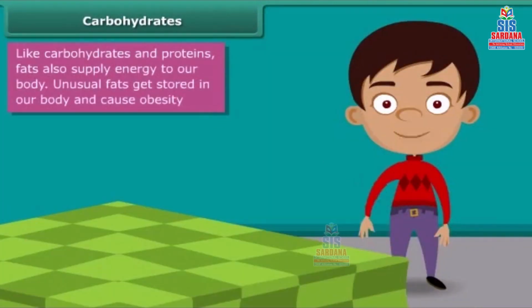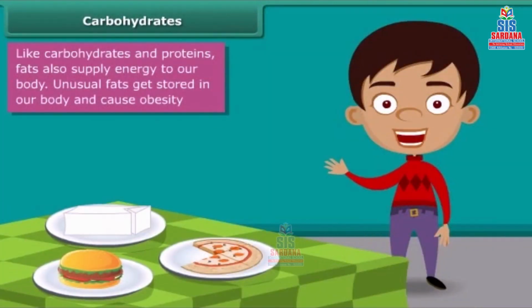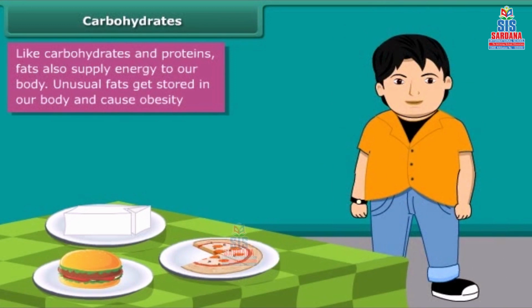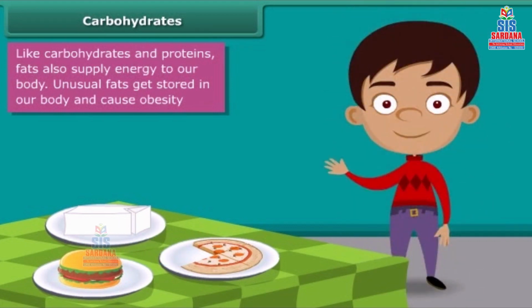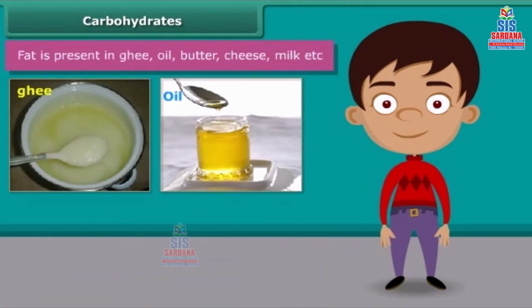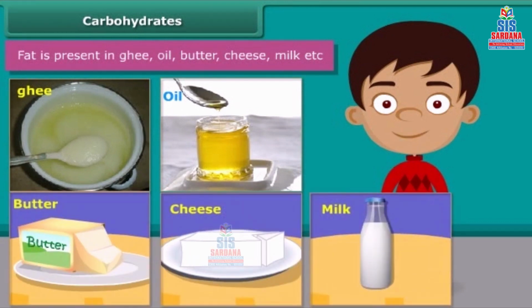I know that you all love pizza, burger, cheese, etc., but your parents do not allow you to eat them regularly because such foods contain large amounts of fat. Fats supply us with energy. If we don't use up this energy, our bodies build up a store for future use in the form of body fat. This is the reason why people eating much oily food become obese. Ghee, oil, butter, cheese, and milk are some main sources of fats.